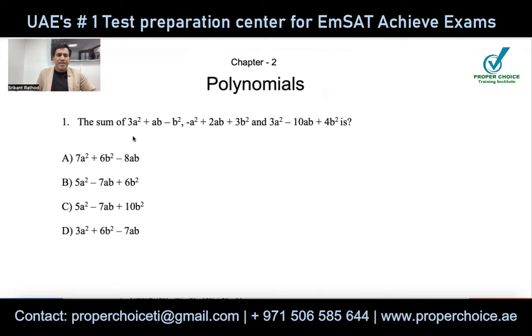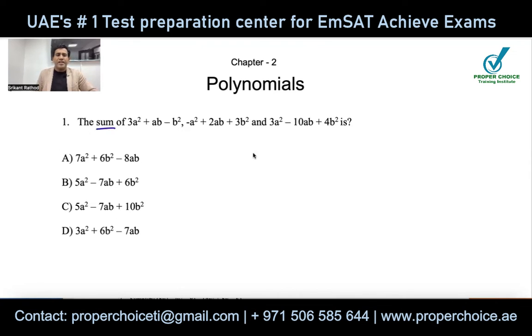Question number 1 is based on the basic math operations we can do on polynomials. It says: the sum of 3a square plus ab minus b square, minus a square plus 2ab plus 3b square, and 3a square minus 10ab plus 4b square is. Basically, they are asking what the result will be when we add these expressions. And when we say sum, we have to add them.